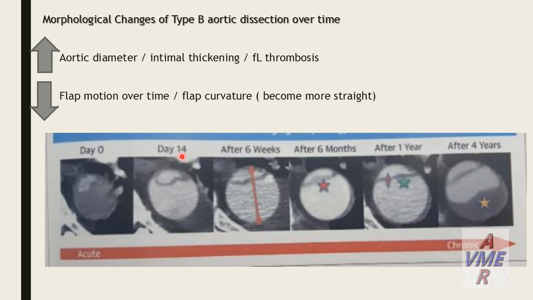So the aortic diameter is expected to increase over time. Intimal thickening is expected to increase, and false lumen thrombosis will increase. Over time flap motion will decrease, and the curvature of the flap will decrease.